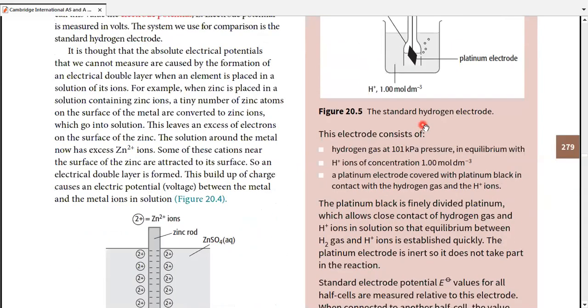There are a few things that we need to still study about this electrode before we can connect it to that one. This electrode consists of hydrogen gas at 101 kilopascal pressure. Newton per meter square and Pascal is the same thing.